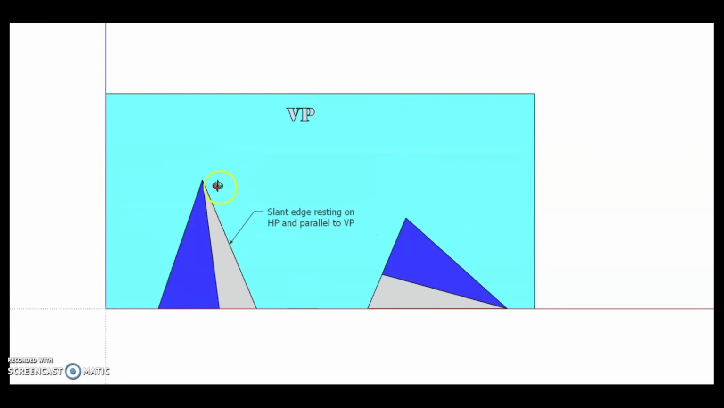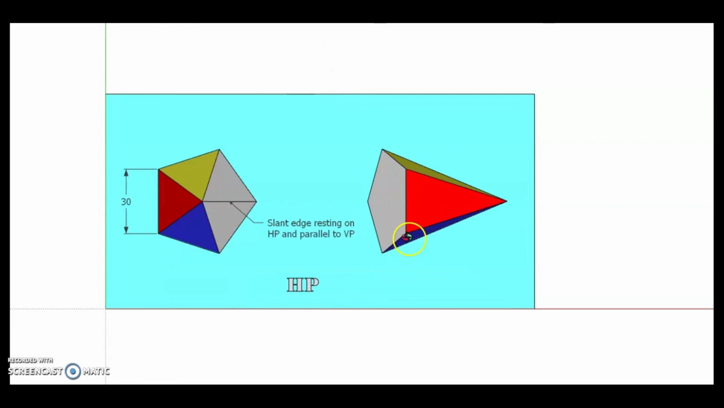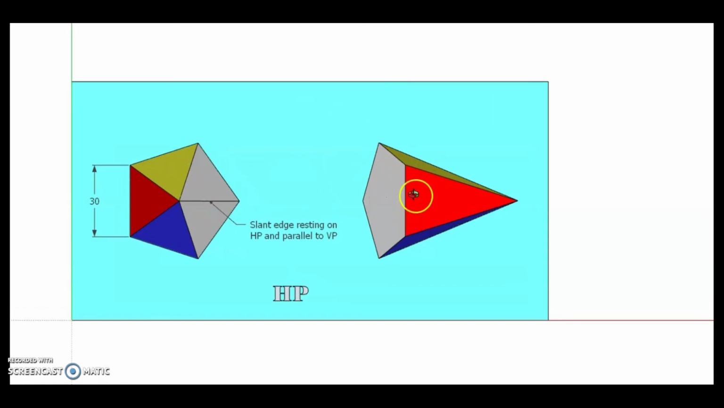So draw its top view first, then its front view, and simply we have to redraw this front view to satisfy our required condition. The front view for the final condition will appear like this one, and the top view will appear like this one. Simply we have to draw the projections from this view and this view. We can draw this final top view.